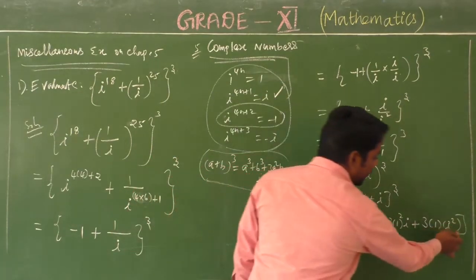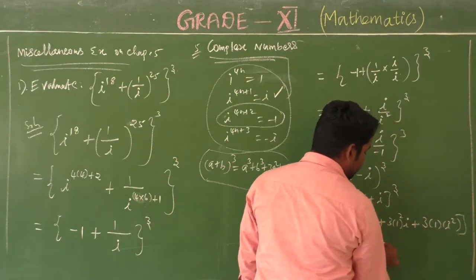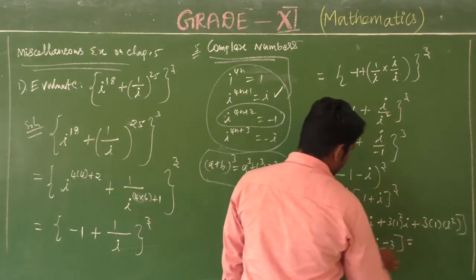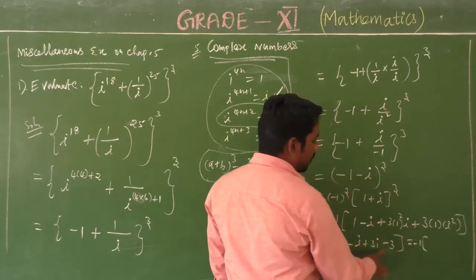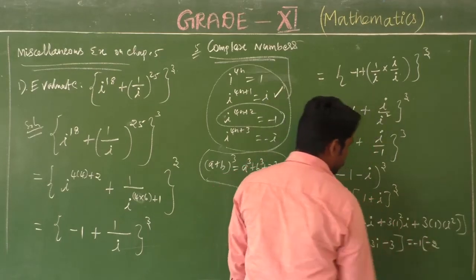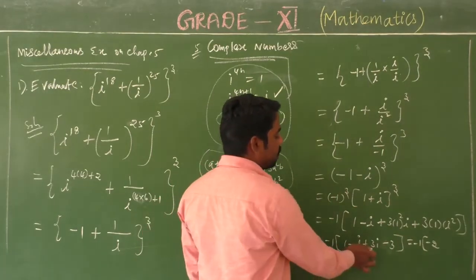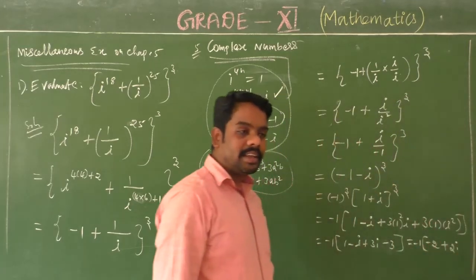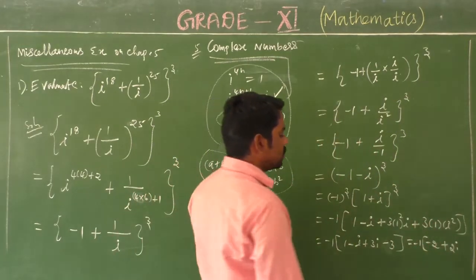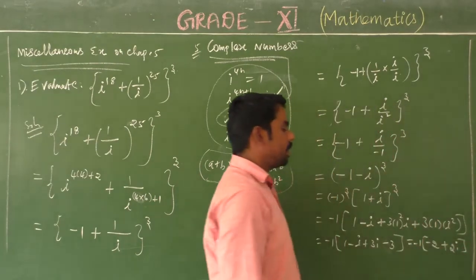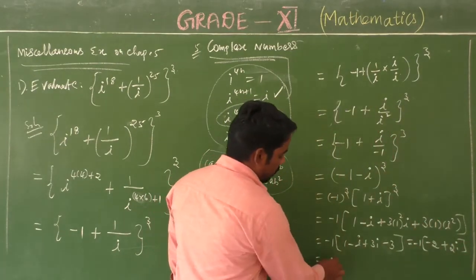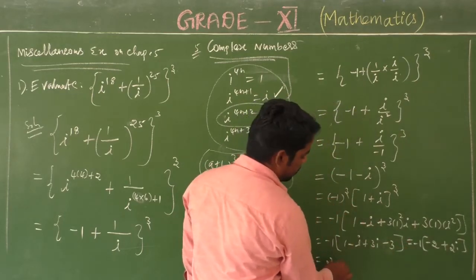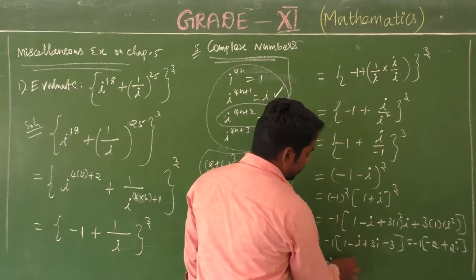So minus 1 into plus 1 into 3 is minus 3, which is equal to minus 1 into 1 minus 3 is minus 2 real part, and minus i plus 3i is plus 2i. So minus 1 into minus 2 plus 2i is equal to plus 2 minus 2i, that is, minus 2 into minus 1 plus 2 plus 2i into minus 1 minus 2i.